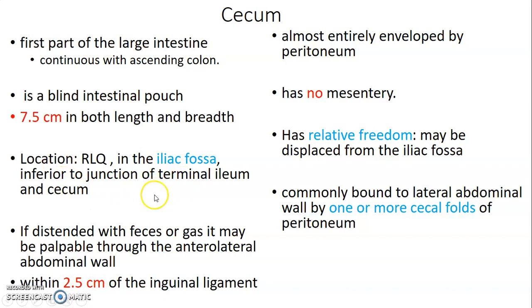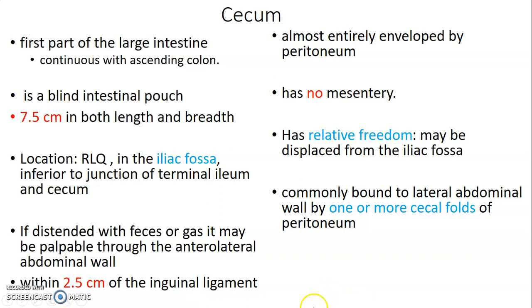If distended with feces or gas, the cecum may actually be palpable on the anterolateral abdominal wall, and you can locate it within 2.5 centimeters of the inguinal ligament. The cecum is almost entirely enveloped by the peritoneum. However, it has no mesentery that attaches it to the posterior abdominal wall. It has relative freedom. Therefore, it is mobile, and it may actually be displaced from the iliac fossa.